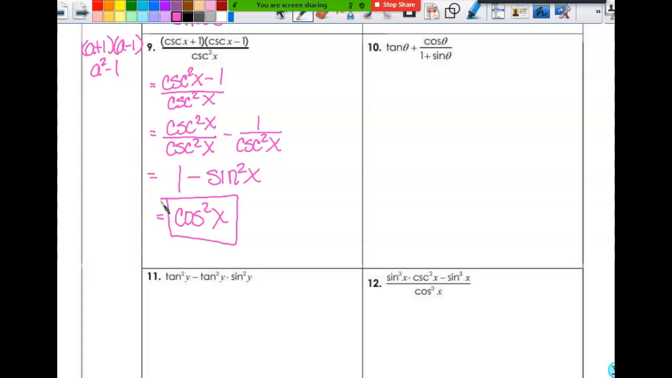Now, if you're working through a problem like this and you don't notice to do that, it's not the end of the world. As long as you keep up with your work and you can read your own handwriting and you're not making stuff up, it's going to be fine. But I can take this tangent and go ahead and make it into a sine cosine thing. So I change this first term into sine theta over cosine theta, which might look like it's making things worse, but it's really not. Plus cosine theta over 1 plus sine theta.